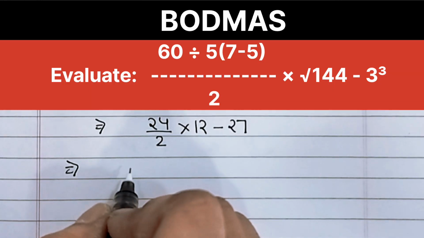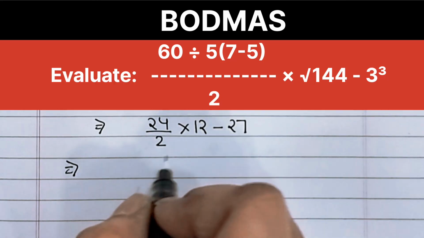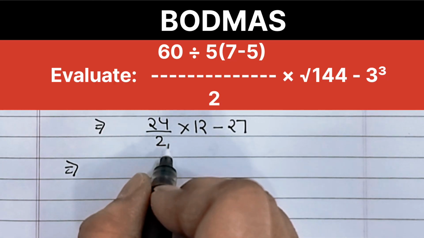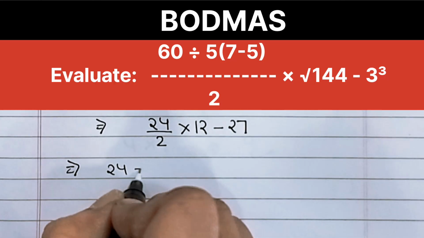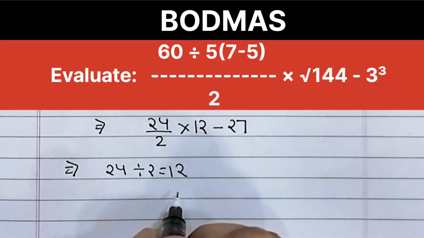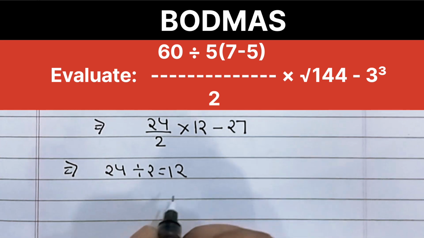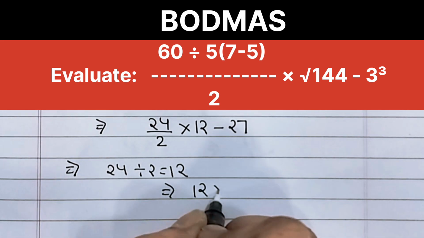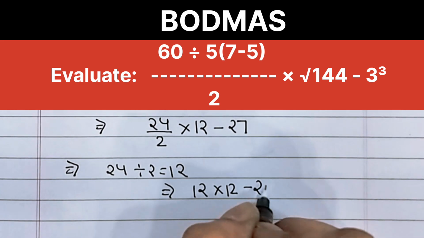Step 4, division. Now the fraction bar. Now simplify the fraction: 24 divided by 2 equals 12. Why are we doing this? The fraction bar acts as a division sign for completing the numerator. Now the expression becomes 12 multiplied by 12, minus 27.